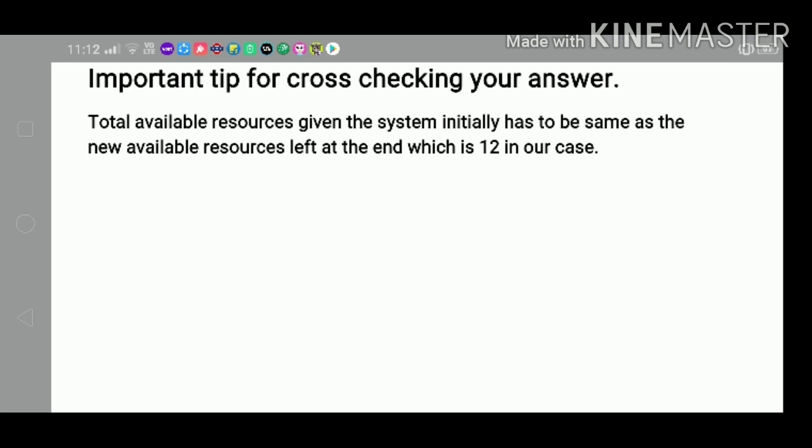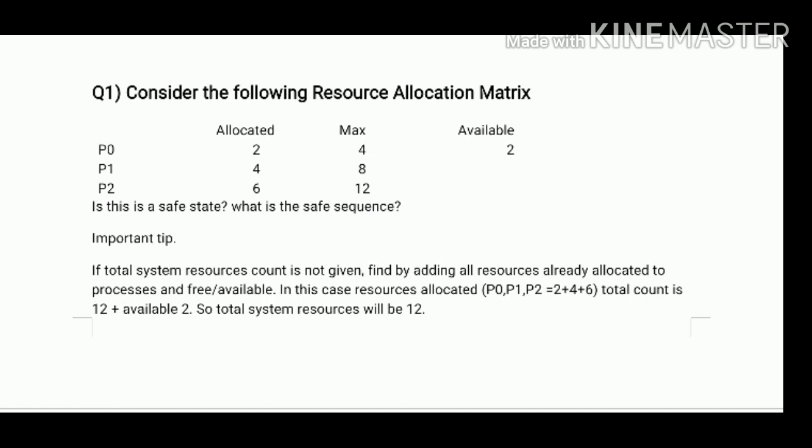For example, the first question that is for today's session is where we have P0, P1, P2 allocated as 2, 4 and 6, maximum requirement 4, 8 and 12, and available is 2. So before starting solving this question, what we are going to do is find out the total number of resources in the system. So the total count of allocated is 12 plus available is 2. So total count makes 14. So at the end, after solving, we should get 14 as the resources returned back to the system.